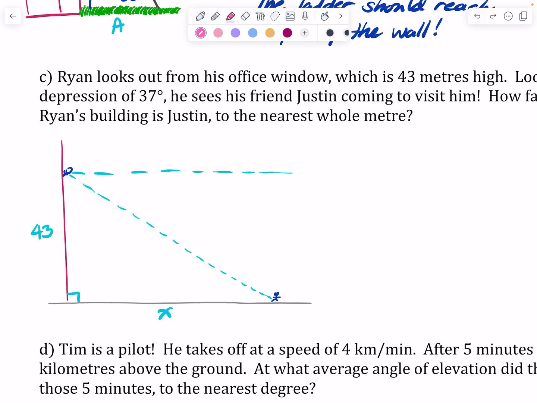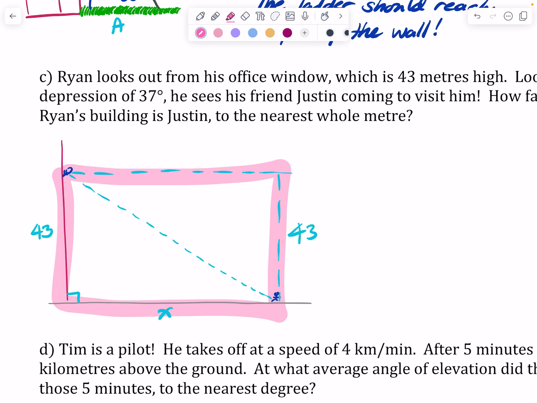But where's the triangle? Well, we could draw a vertical line that connects Ryan's straight out line of sight to the height right above Justin. And it turns out we get almost the exact same thing. There's a 43 on this side because this whole thing forms a rectangle. That rectangle split in half gives us a couple right triangles that are the same triangle with different orientation.